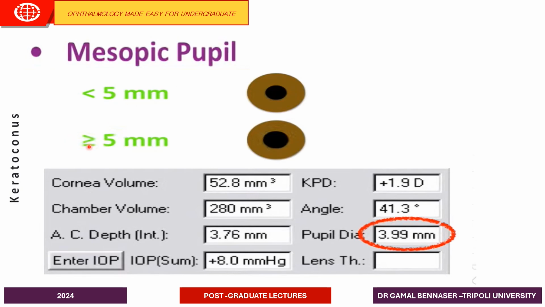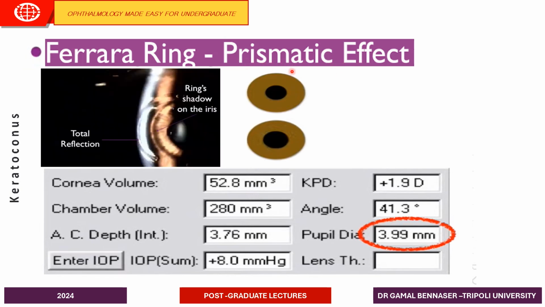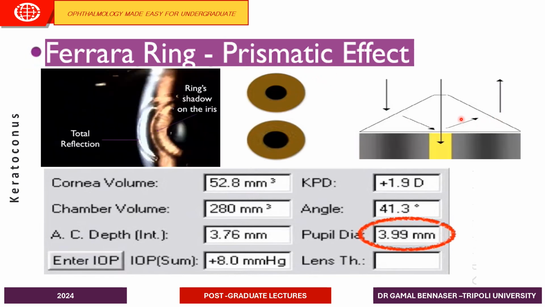Now, sometimes in patients with more than 5 millimeter but less than 6 millimeter, there is an advantage of using the Ferrara rings, as they are triangular and have a prismatic effect. This prismatic effect is very useful, as it prevents the edge effect of the segments. As you can see, this is the shadow seen on the iris, because of the total internal reflection done by the prism at the segment, so the patient will not have glare and halos. The rays come in and come out at the same time, so the patient will not suffer from the edge effect of the segments. This is one advantage of the triangular segments like the Ferrara rings.